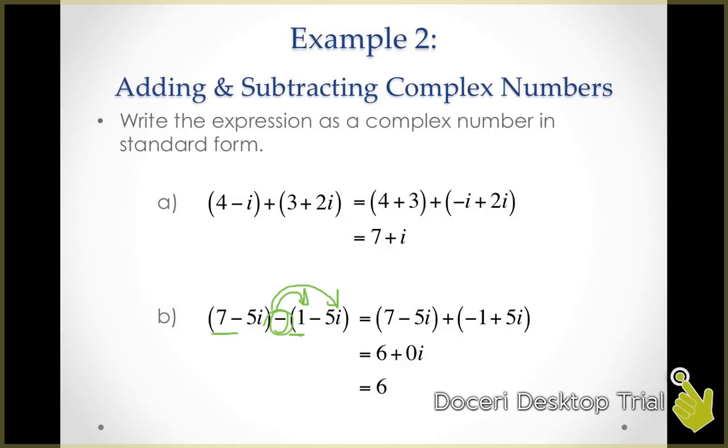Okay, so what we see here is them changing this to addition and our second complex number to its opposite. And then when they took 7 with -1, they got 6, and -5i with +5i gave them 0i, so we just ended up with a real number answer of 6.